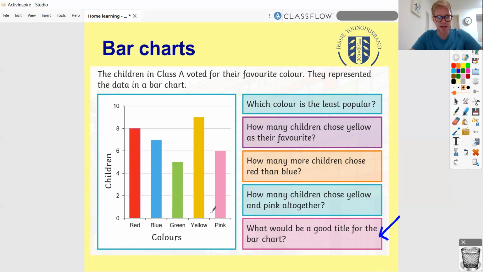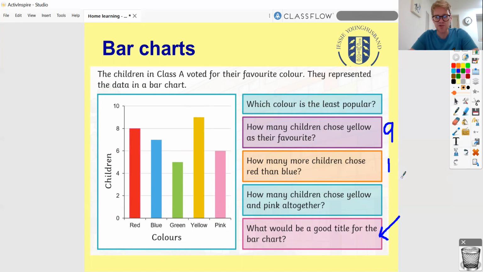How many children chose yellow as their favourite? Well, let's read and see. It's going up past 8, but it's not as high as 10. So it's got to be, that's right, it's 9. How many more children chose red than blue? So again, a couple of things we've got to do here. Let's find out how many chose red. That's 8, isn't it? How many chose blue? What's that one? That's right, it's 7. So 8 take away 7, it's 1.